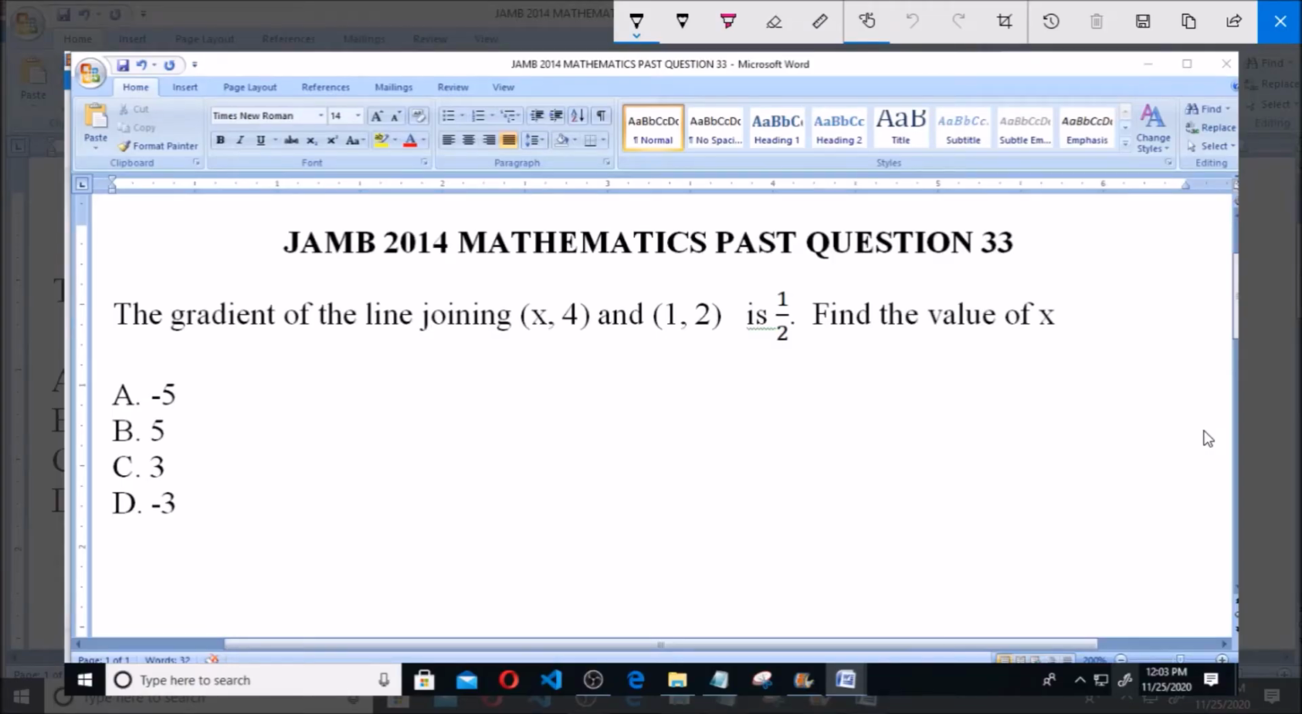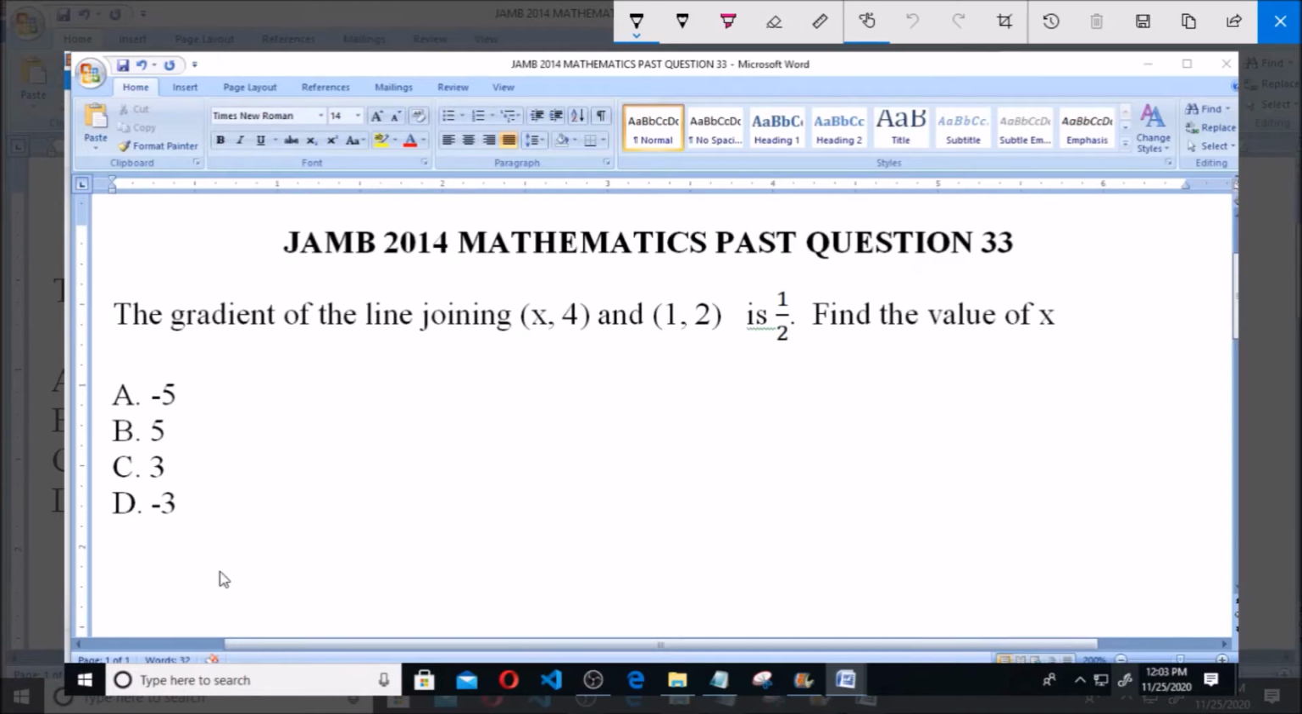I'll be answering JAMB 2014 Mathematics Past Question 33. The gradient of the line joining (x, 4) and (1, 2) is 1 over 2. Now find the value of x.